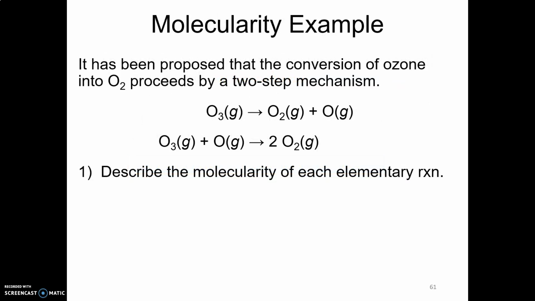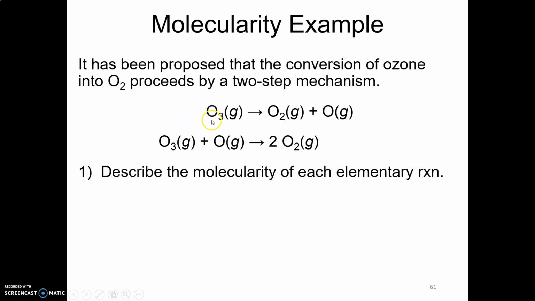So here we have the 2-step mechanism of the conversion of ozone, which is O3, into regular oxygen, right, which is diatomic oxygen. Well, the first thing that happens here is ozone decomposes into oxygen gas and a single oxygen atom. Then that oxygen atom is going to react with another molecule of ozone to generate 2 more moles of oxygen gas. So first thing, let's determine the molecularity of each of these reactions, okay?